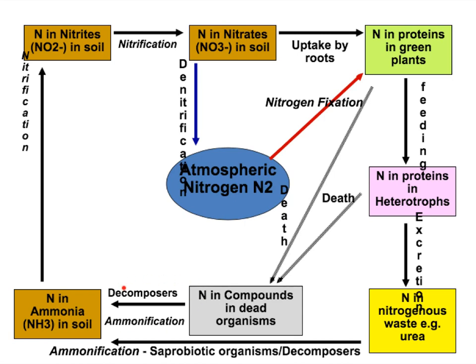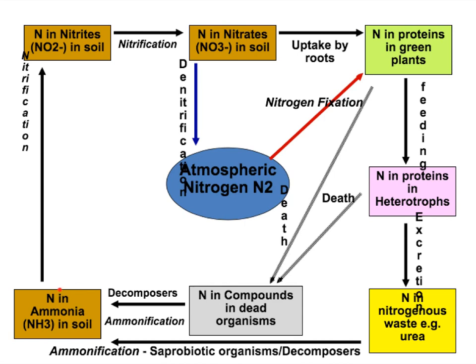So we're representing this point here: the nitrogen-containing compounds like proteins in dead organisms. The saprobiotic bacteria release extracellular enzymes. Ammonia is released. It dissolves to form ammonium ions in the soil.